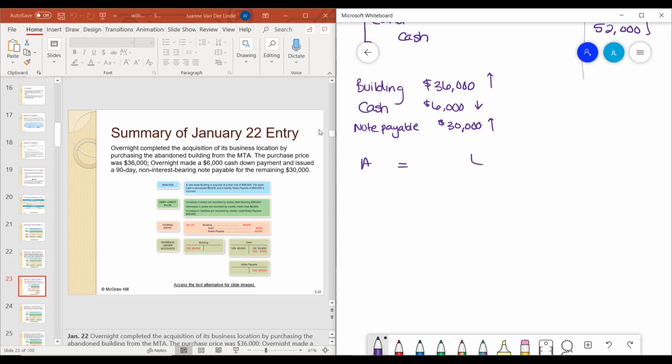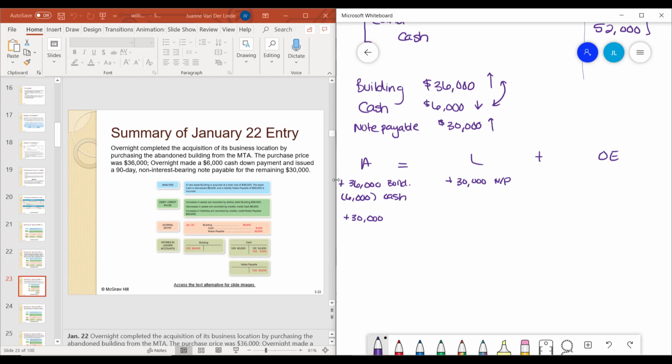Let's illustrate that under the accounting equation. We have two assets involved here. We have an increase to assets of $36,000 due to the building account, but then we also have a decrease of $6,000 due to the cash account. So overall, we can see there's an increase of $30,000 to assets here. And liabilities is going up by $30,000 due to the note payable account.